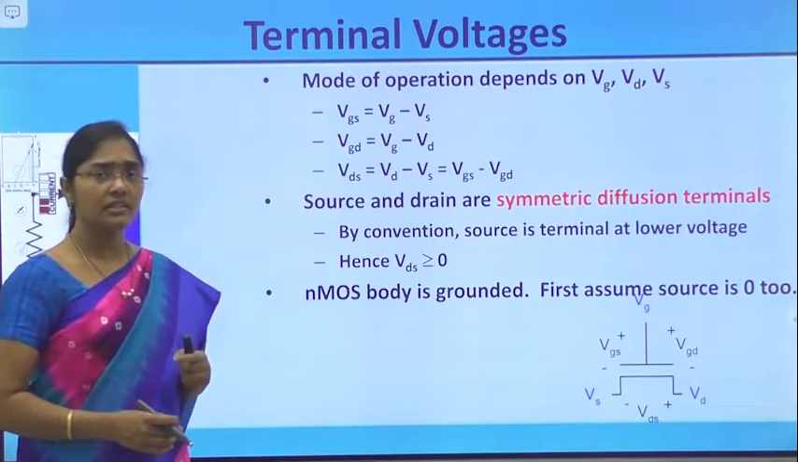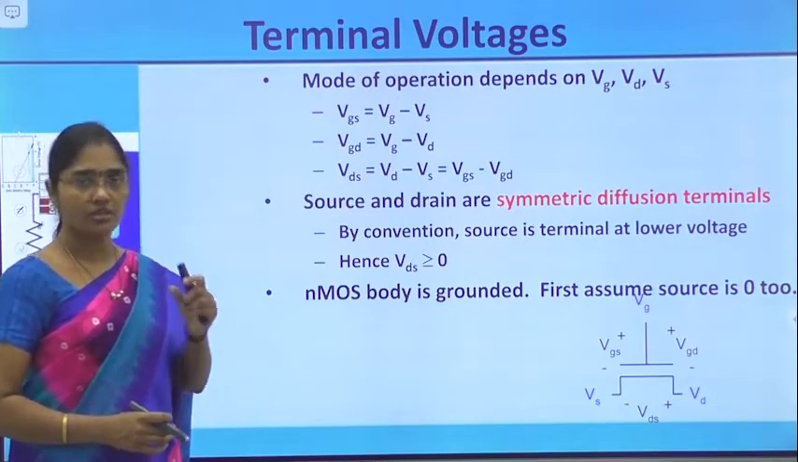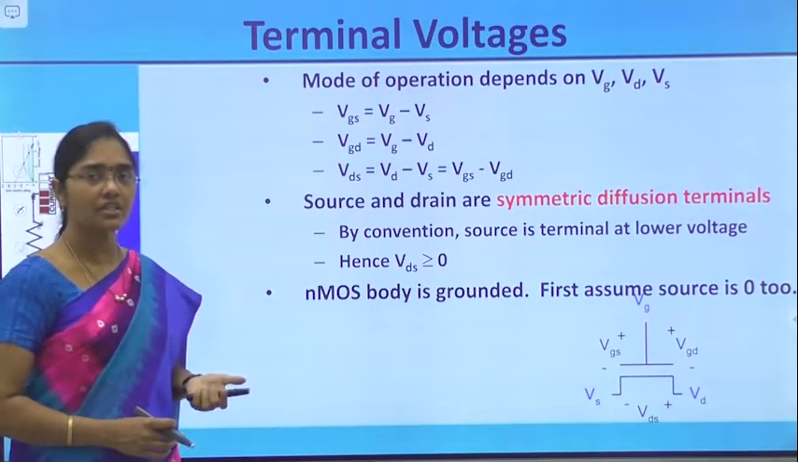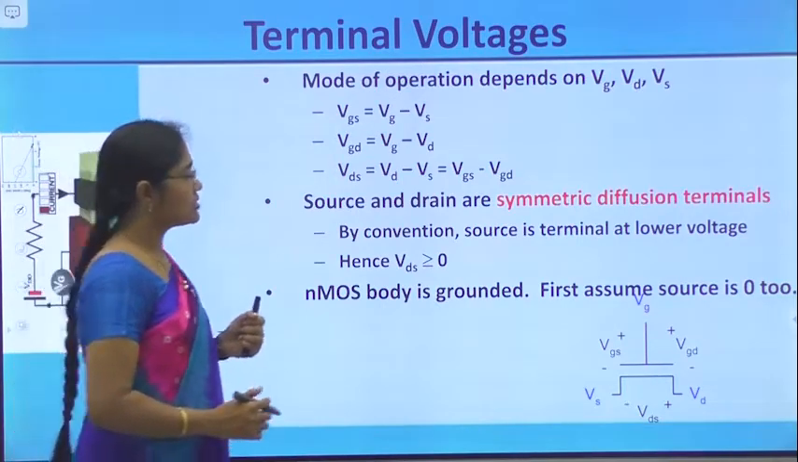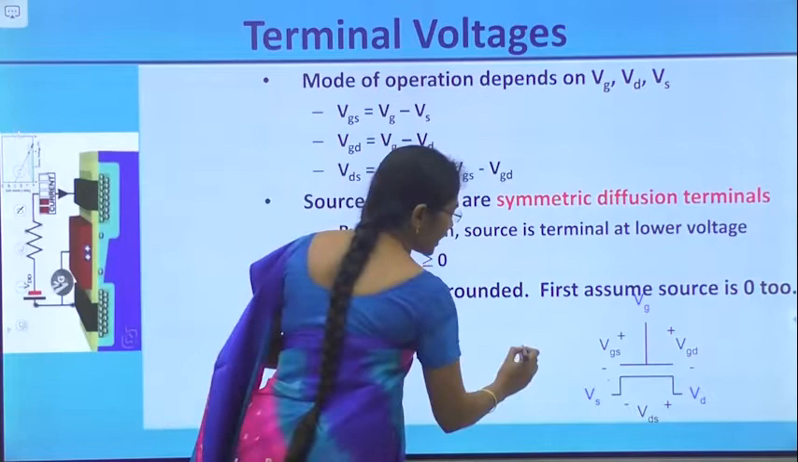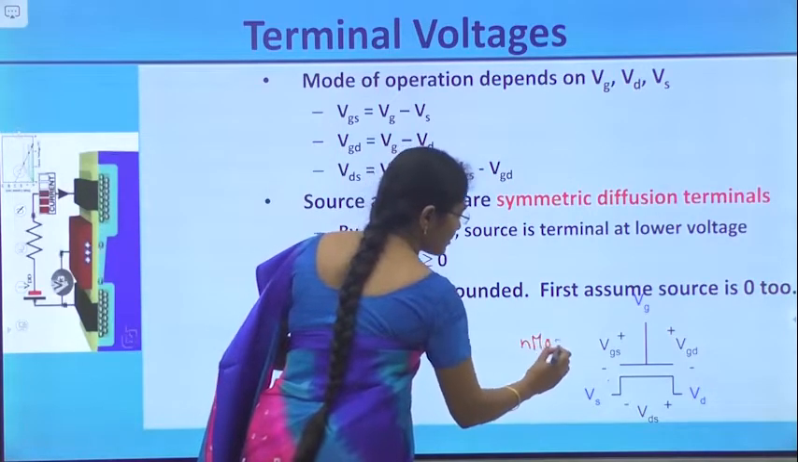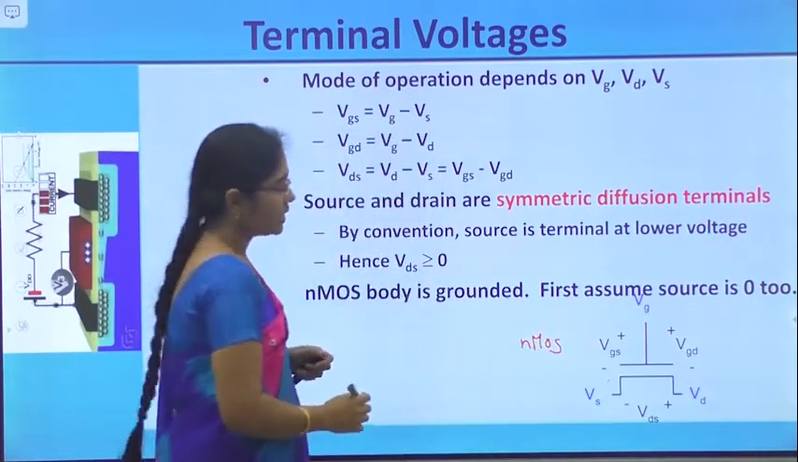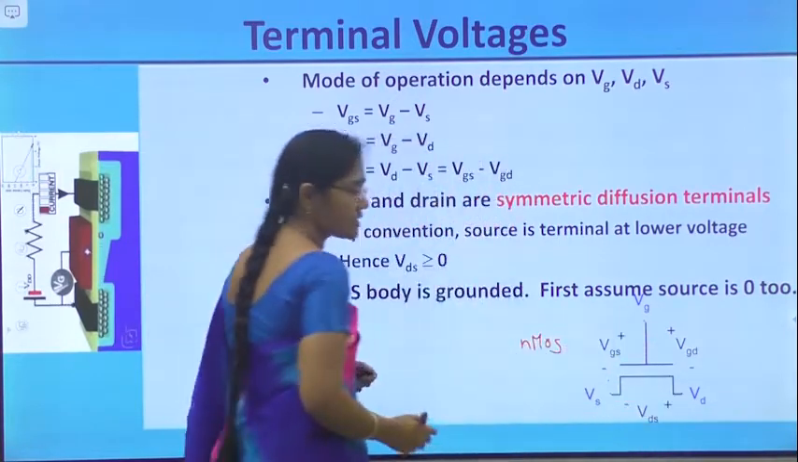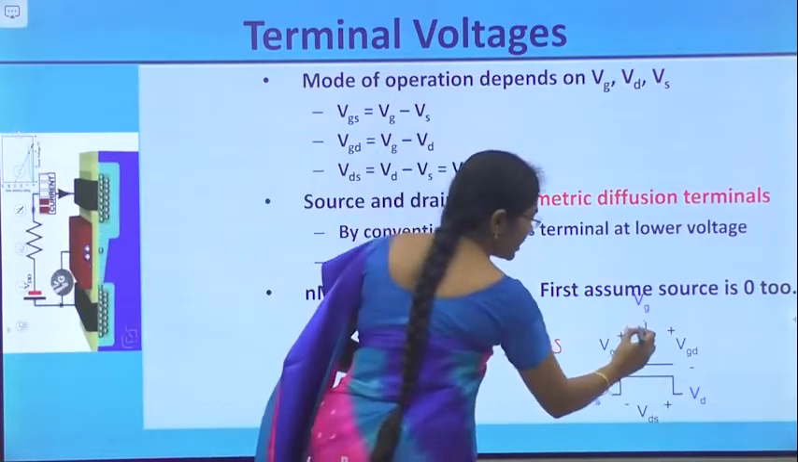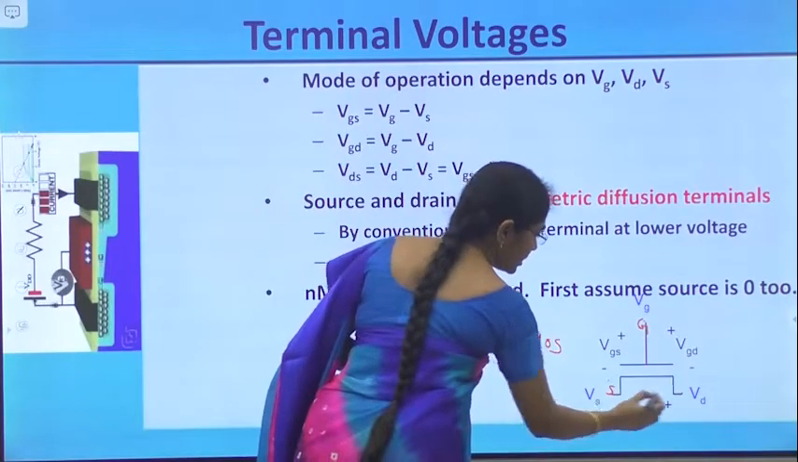Now let's see the terminal voltage notations and representations at the gate, source and drain. So let us take the symbol of the nMOS. The nMOS transistor symbol is represented here. It has three terminals, a three-terminal transistor: one is the gate terminal, another the source terminal and the third the drain terminal.